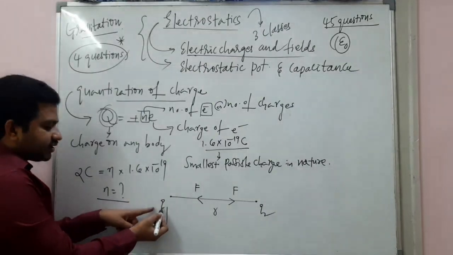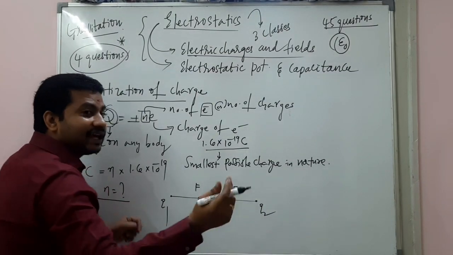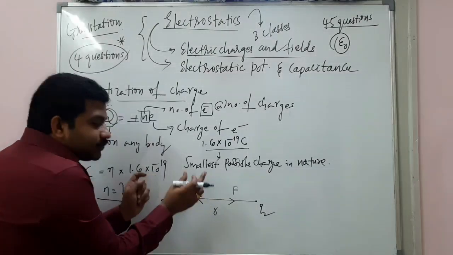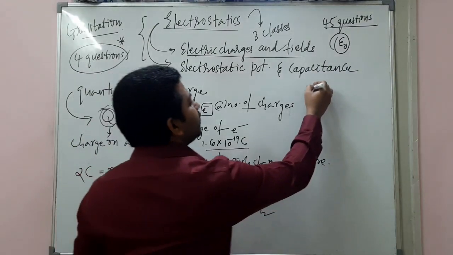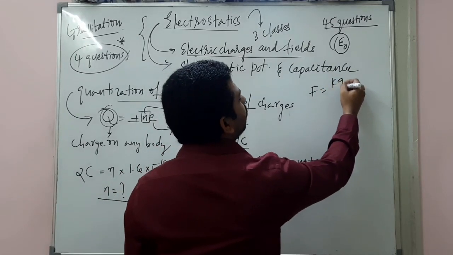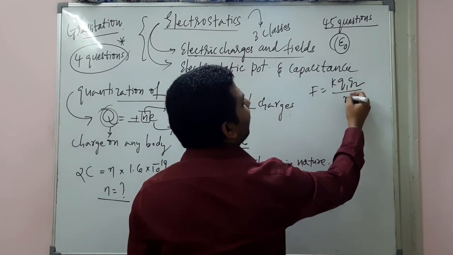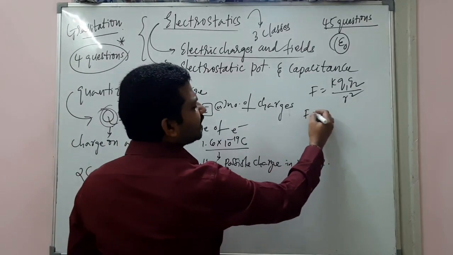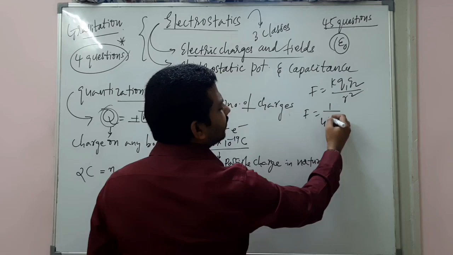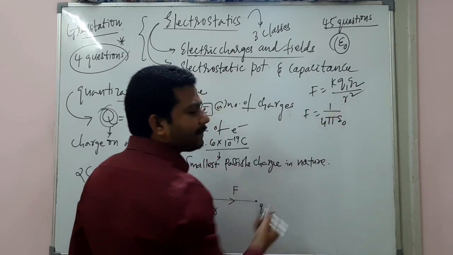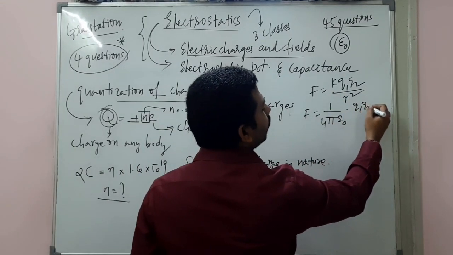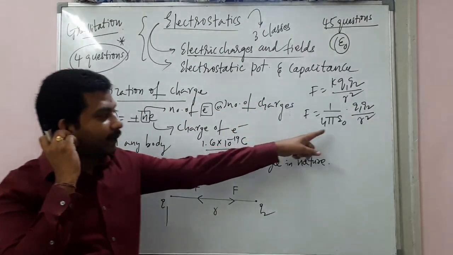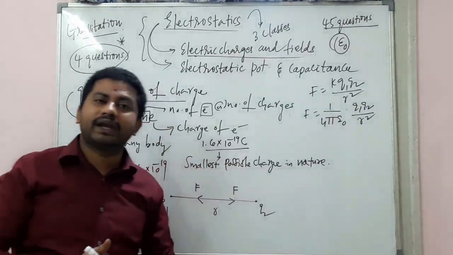For example, if this is a positive charge and this is a negative charge, there will be an attraction present over there. Now, this Coulomb's force of interaction is F equals K Q1 Q2 by R square. Carefully observe. And this K value, I can write as 1 by 4 pi epsilon naught, F equals 1 by 4 pi epsilon naught into Q1 Q2 by R square.